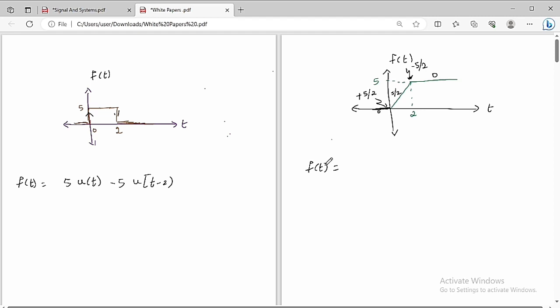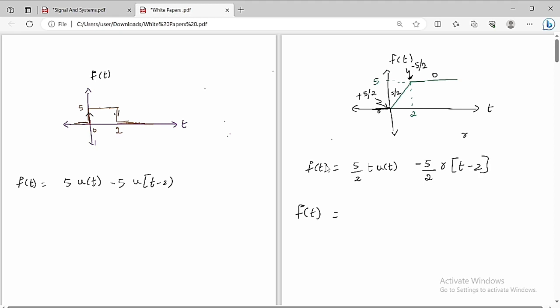So how we are going to represent f of t? Here, what is the slope here? 5 by 2 into t into u of t. Basically, I can write like this. So basically, f of t is nothing but coefficient. What is the coefficient here? The coefficient is equal to 5 by 2 into r of t, where r of t is p into u of t. Here, how much is the slope that we need to add? Minus 5 by 2. So minus 5 by 2 here r of t minus 2.